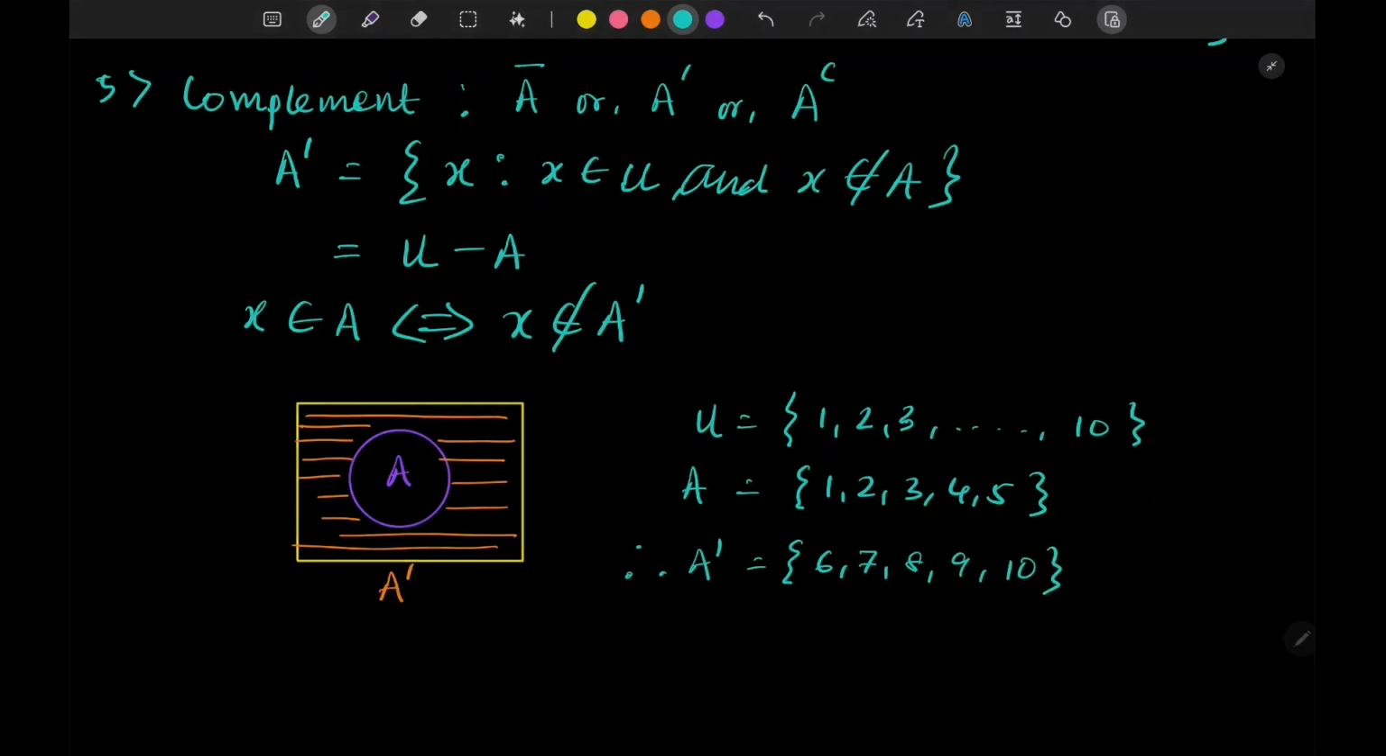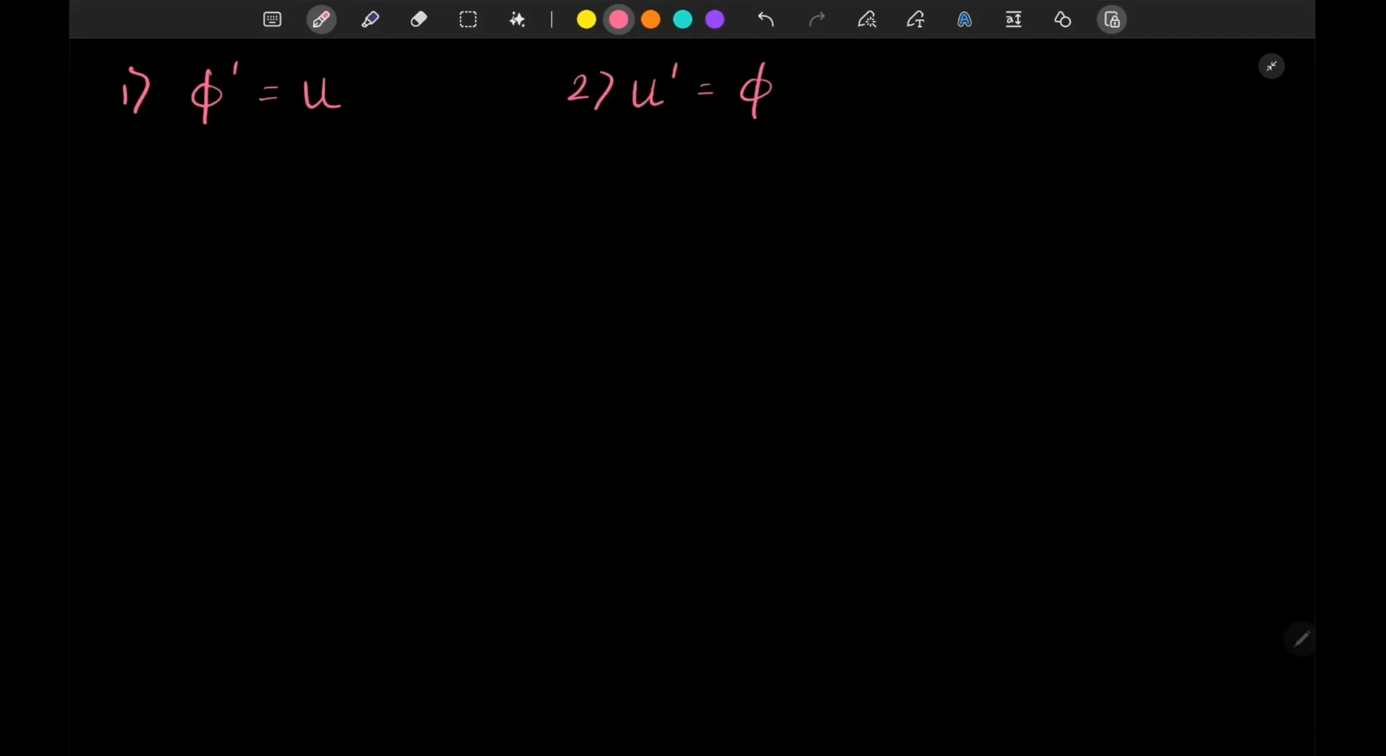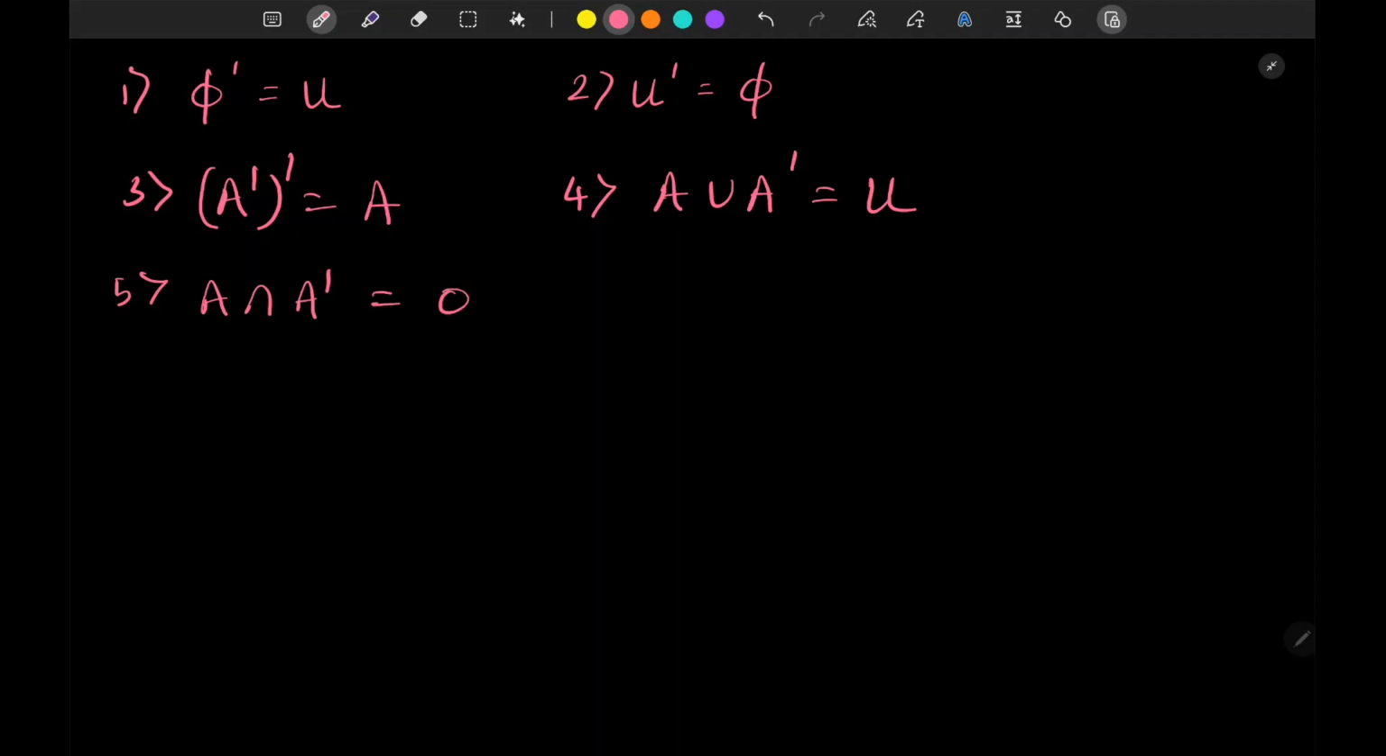Now, there are a few results that we need to know about complements. Complement of a null set will always give us the universal set. And in the same way, the complement of the universal set gives us the null set. The complement of the complement of any set gives us that set back. The union of a set with its complement gives us the universal set, and the intersection of a set with its complement gives us phi.